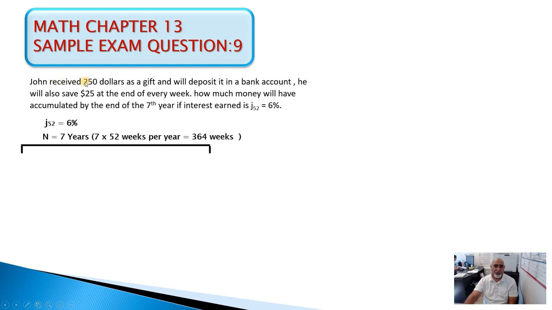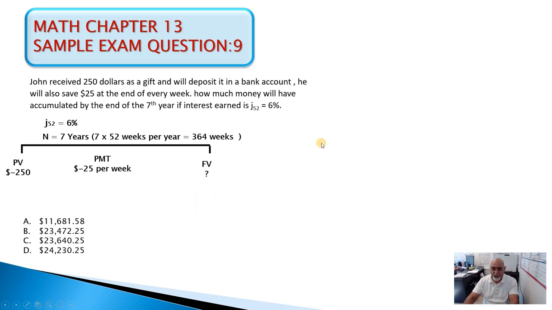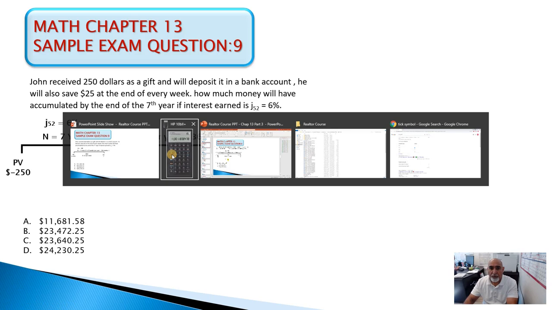Do we have a PV? Yes, John received $250 as a gift, and he took it to the bank. So negative for 250. Okay. Also, he's going to save $25, which is also negative. So he's taking this to the bank, he's taking this to the bank, and there's going to be money coming from the bank this way. That means this answer is going to be a positive number. And we're looking for FV.